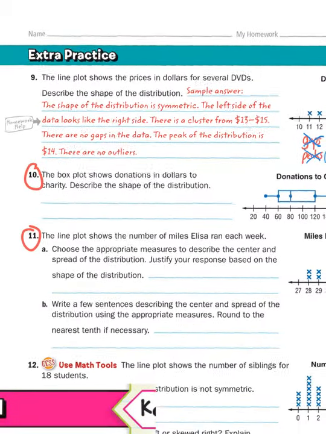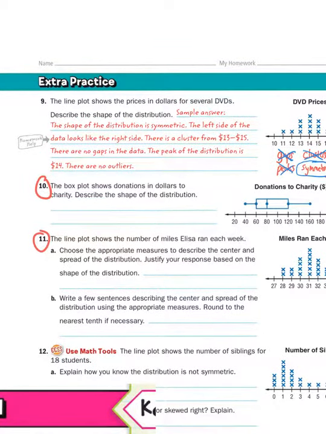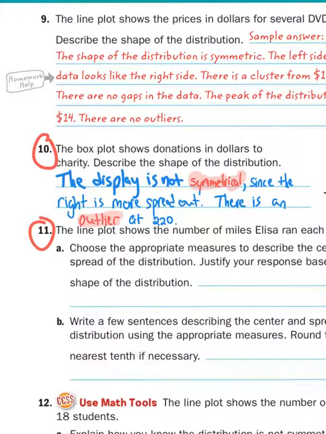Okay, so describe the shape of the distribution. All right, so here's what I wrote. The data is not symmetrical since the right side is more spread out, and I wrote there is an outlier at 220. So make sure your explanation is somewhat similar. You should have these two words in, and hopefully you had that one right. Okay, pause the video if you need to make corrections.